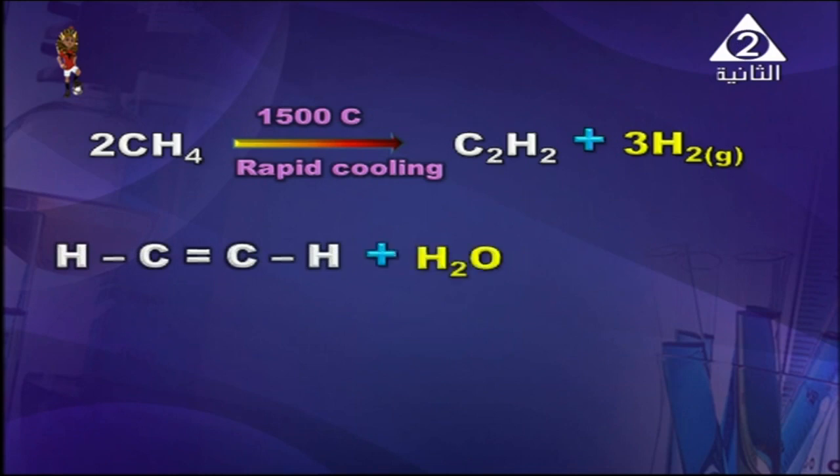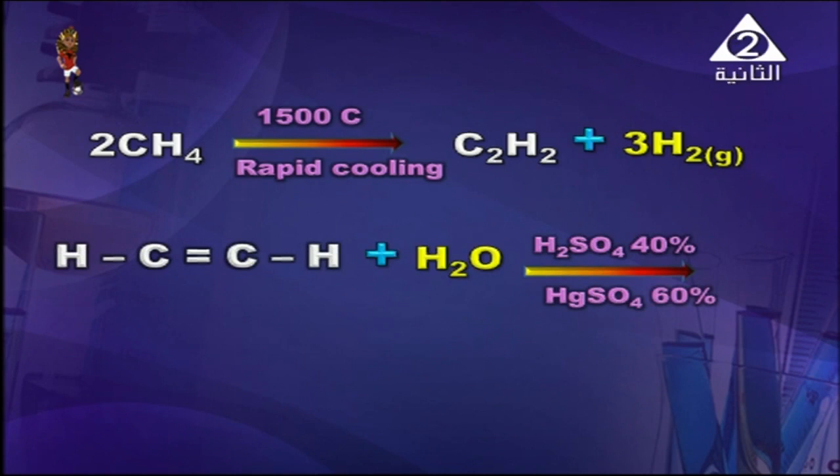Get this acetylene and add water in sulfuric acid, H2SO4, 40%, HgSO4, 60%. Yes, it gives CH3CHO, which is acetaldehyde. Important question. Don't forget, when you change the formula of C2H2 into a structural formula, it's a triple bond, not a double bond. This is important for you.